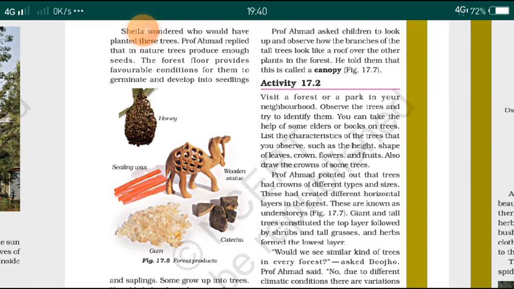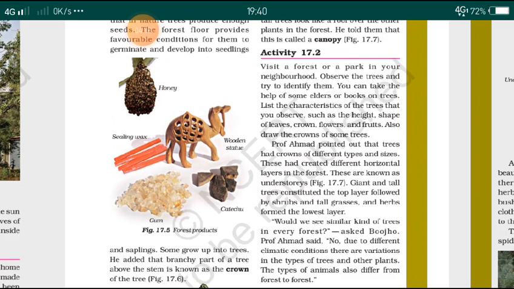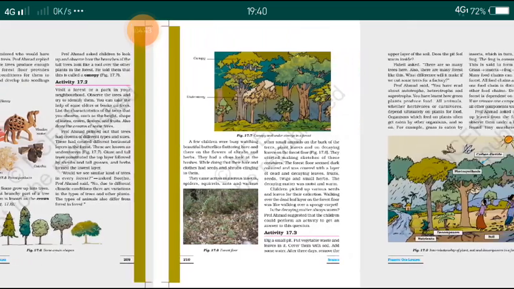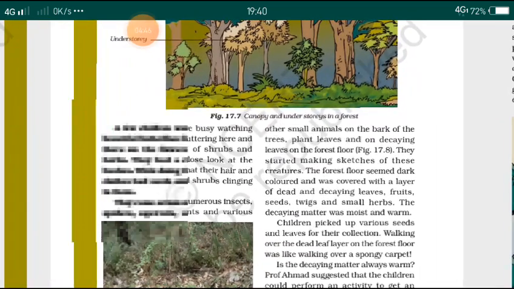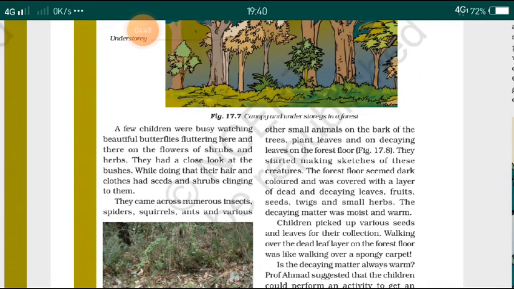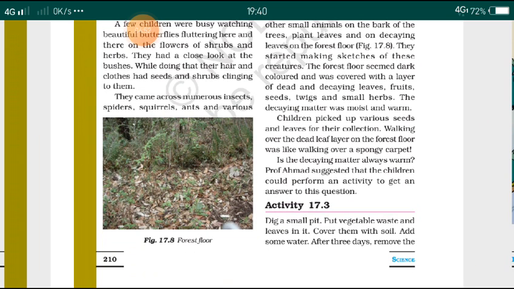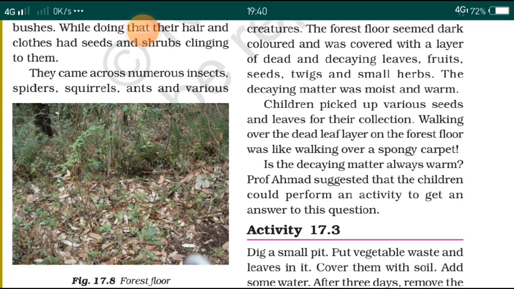Then we perform Activity 17.2. This is the diagram of the canopy and understorey in the forest. This is the forest floor. Children picked up various seeds and leaves for their collections. Walking over the dead leaf layer on the forest floor was like walking over a spongy carpet.